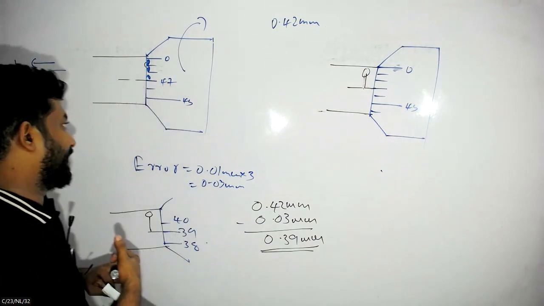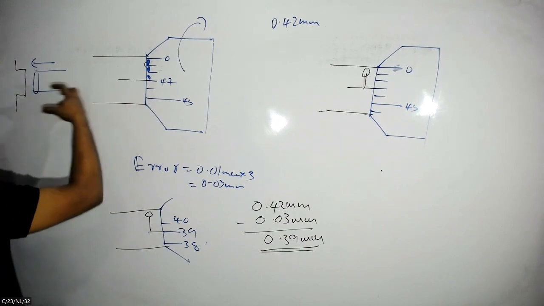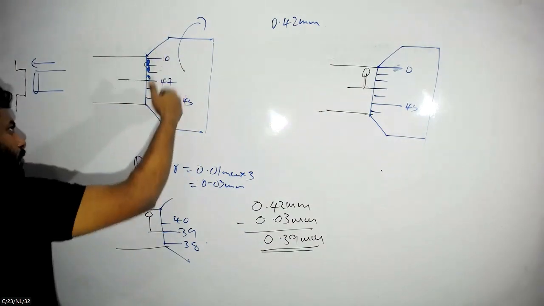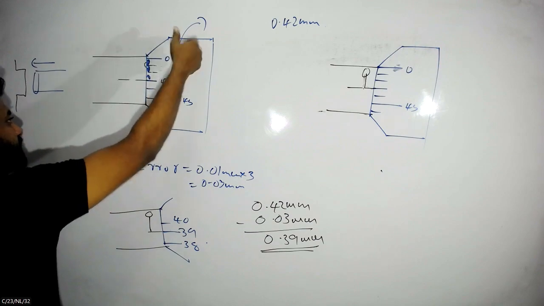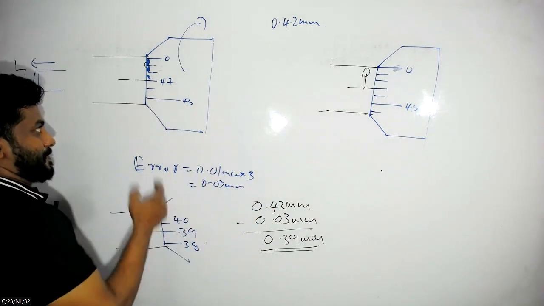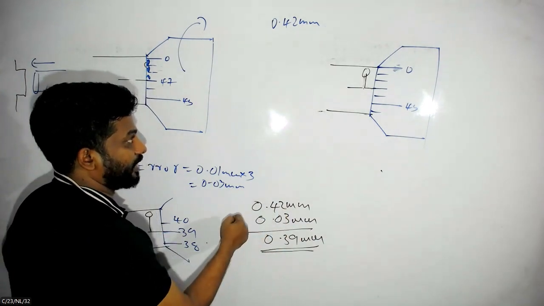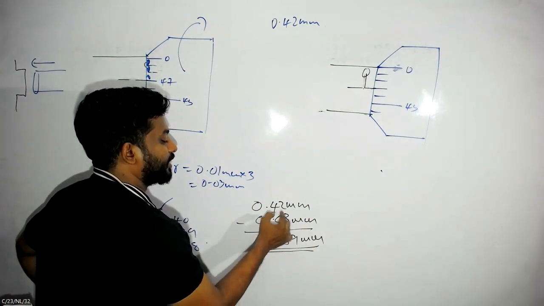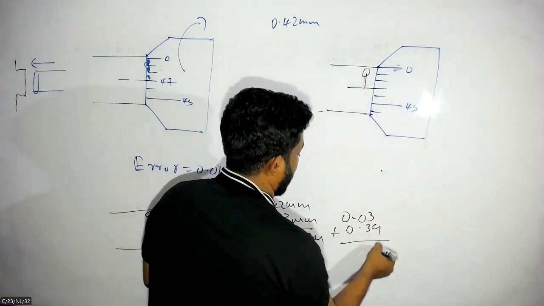You should remember this error is a negative zero error. If there is a worn out layer between anvil and spindle, the spindle will move further towards the anvil. Therefore, this thimble will rotate towards the clockwise direction. These are the 3 divisions. When the thimble rotates 3 divisions towards the clockwise direction, the error is 0.03 millimeter. When you obtain a reading using such a micrometer screw gauge, your reading will be 0.03 millimeter less than the corrected value. They have given the corrected value. To correct this reading, you have to add this error to your answer. When you add 0.03 millimeter to your reading, you will obtain the corrected value.